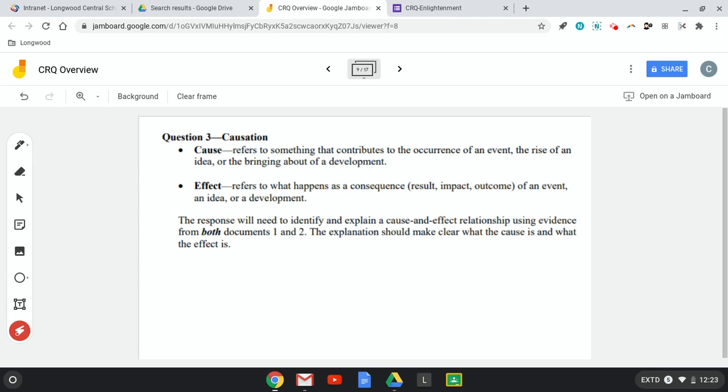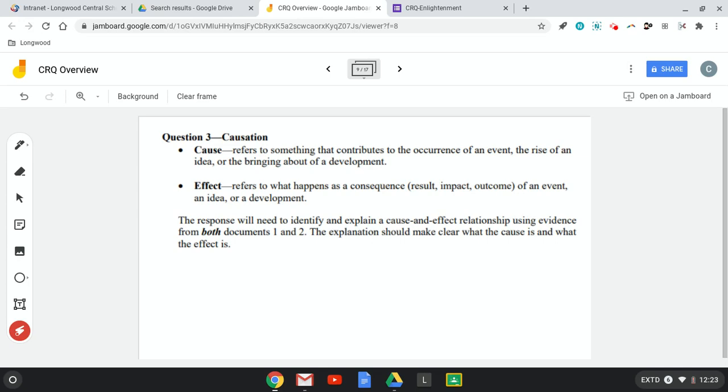Now, a cause refers to something that contributes to the occurrence of an event, the rise of an idea, or the bringing about of a development, okay? The effect refers to what happens as a consequence, as a result, or as an impact. So if I have two documents, let's say I have one document talking about World War I technology, and I have another document that talks about how many people died during World War I.